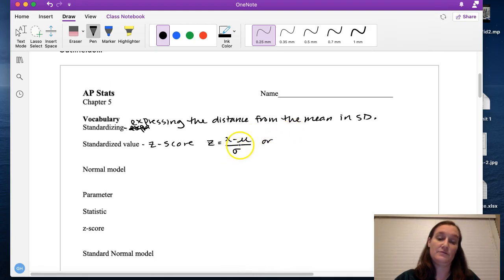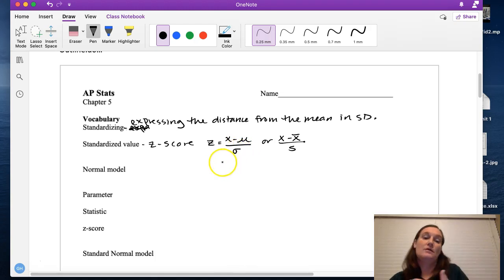Or if these are for population, this would be for a sample. Same thing, mean, standard deviation. X is the value you're trying to standardize. So this gives you that distance from the mean in standard deviations because you're subtracting the mean from your data point, which gives you the distance away, and then you divide it by the standard deviation. So that's going to give you how many standard deviations you are away from the mean.